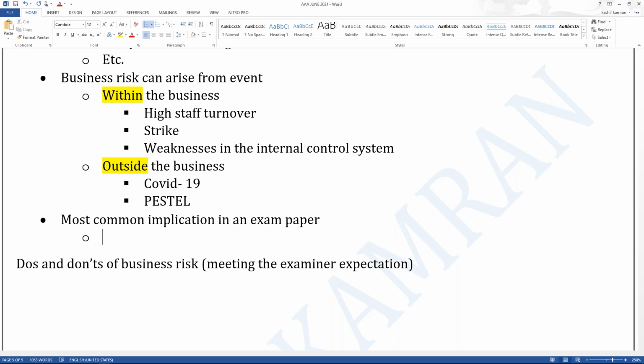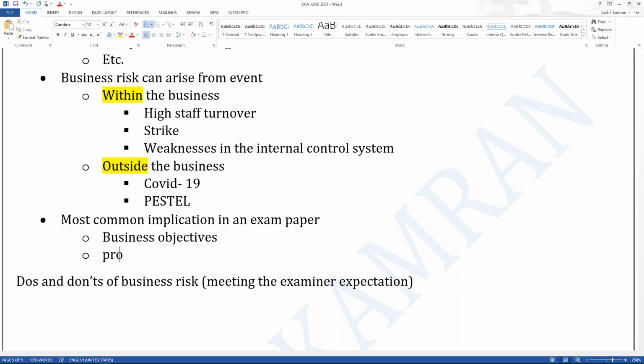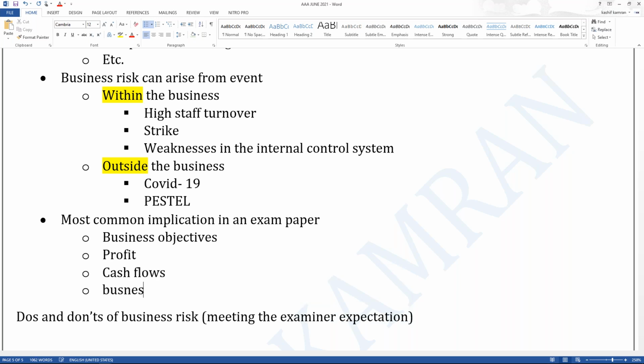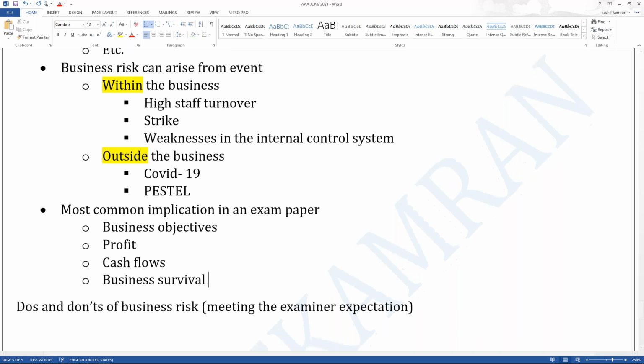The examiner is saying the most common implications are the implications on your business objectives. The most common implications are on your profits, on your cash flows, and on your business survival. So these are the most common implications you will find again and again in exam papers when you do the past papers. Business survival, right? So these are most common.